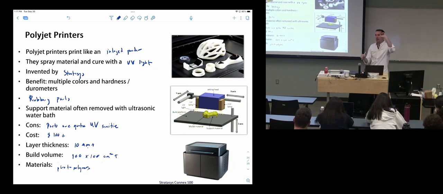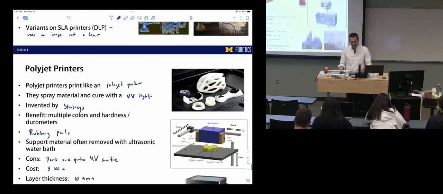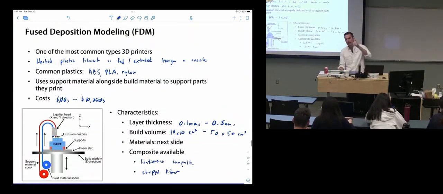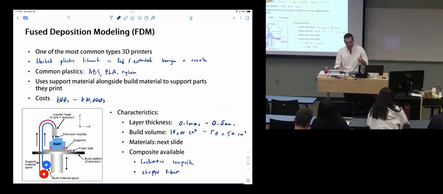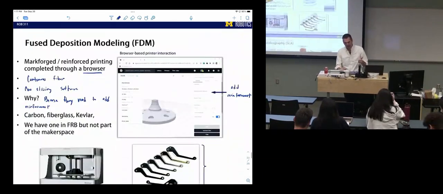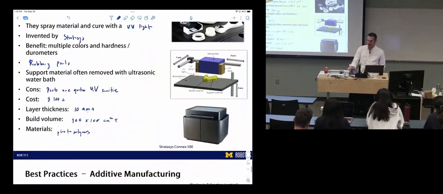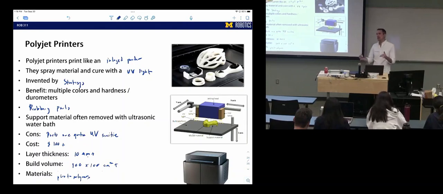So essentially we have an FDM style printer, that's most common, that's what you're going to use mostly in this class. Then we have SLA printing, which is pretty neat, but not probably what we'll use in this class, but something you should be aware of. And the same thing with PolyJet. So mostly you'll use FDM.